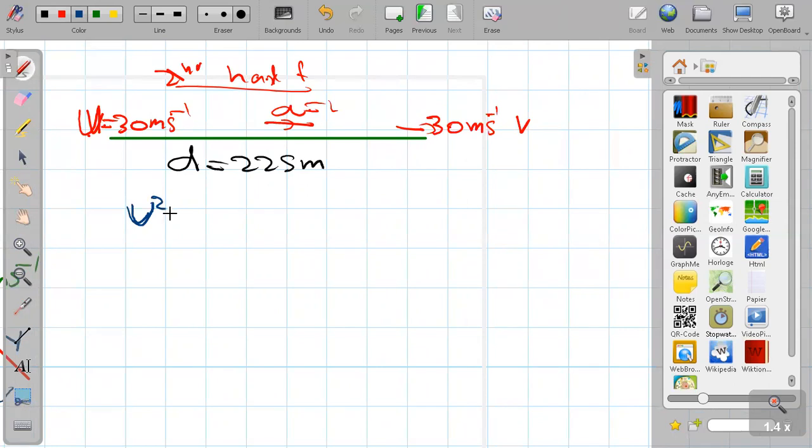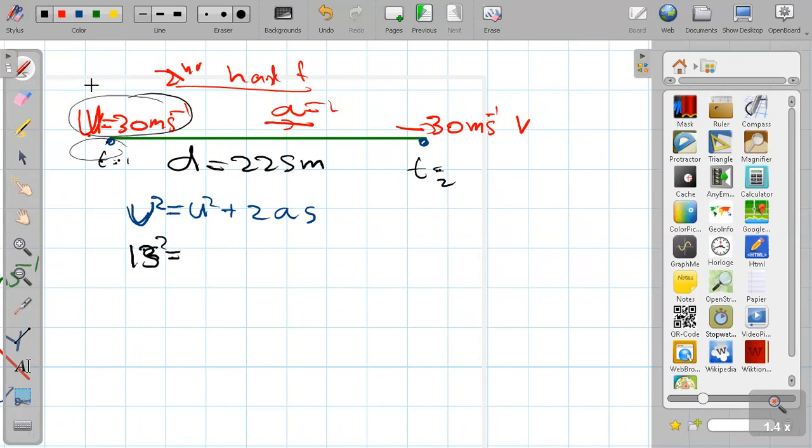I can use this equation: v squared equals u squared plus 2as. Finally, what is my velocity here? I don't know the time, T2. V is 15 squared. U is this velocity here. I told you the final velocity of the first step becomes the initial velocity of the second step, because we start the second journey with 30 m/s and finish at 15 m/s. So 30 squared plus 2 times a times 225.